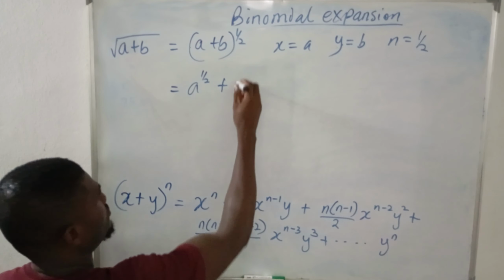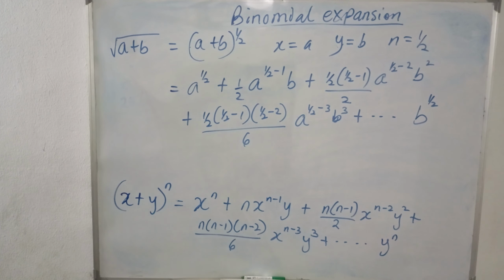Okay, plus at this point we have 1 over 2 multiplied to 1 over 2 minus 1 and 1 over 2 minus 2, all over 6. X is A raised to the power of 1 over 2 minus 3, Y is B raised to the power of 3, plus continue that way until Y, which is our B, is raised to the power of 1 over 2.